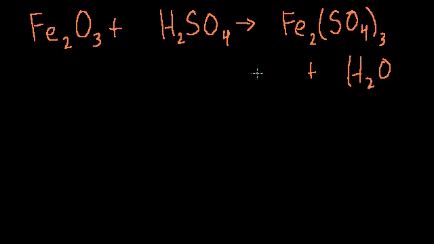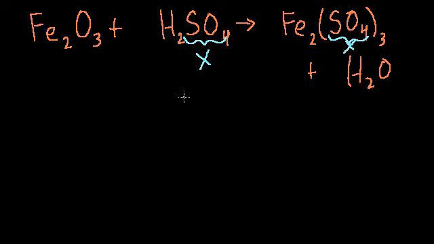So this one looks all hairy. I have this iron oxide plus sulfuric acid yields all this hairy stuff. But the key here to realize is that this sulfate group stays together, right? You have this SO4 there, and you have this SO4 there. So to really simplify things for our head, you can treat that like an atom. So let's make a substitution. We'll substitute that for X.